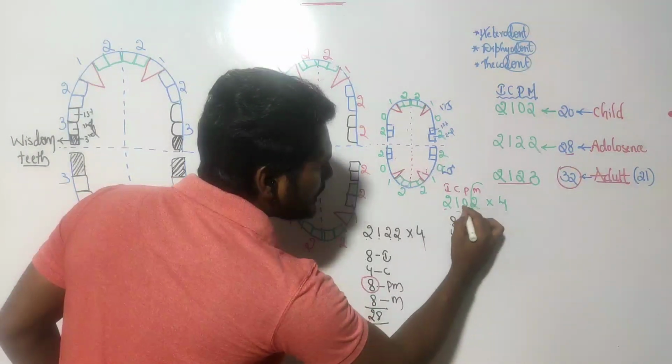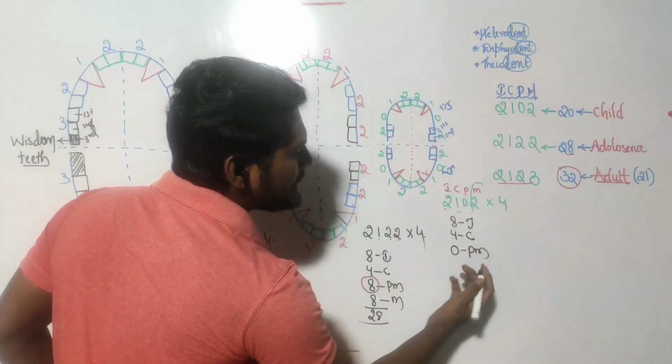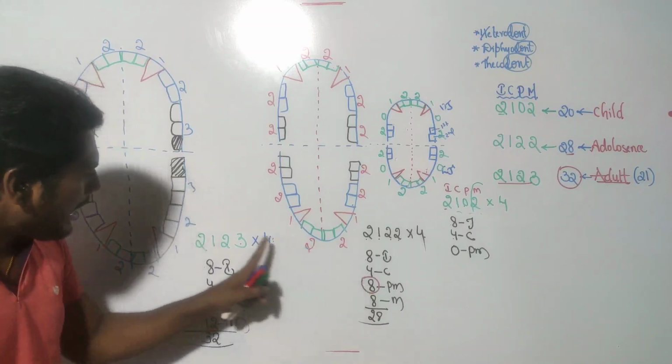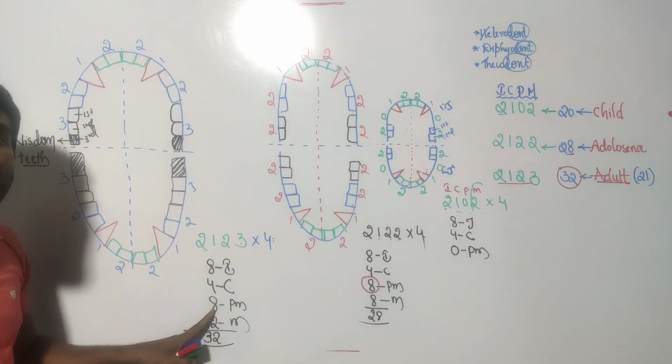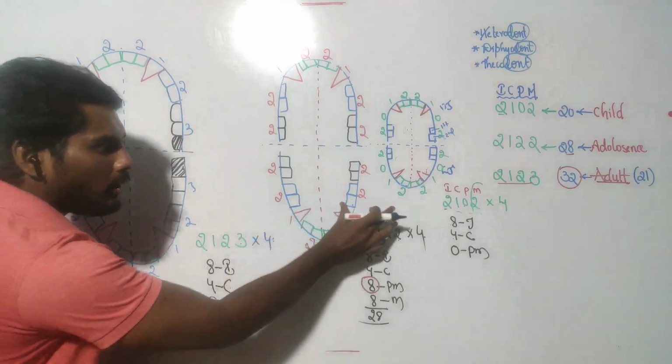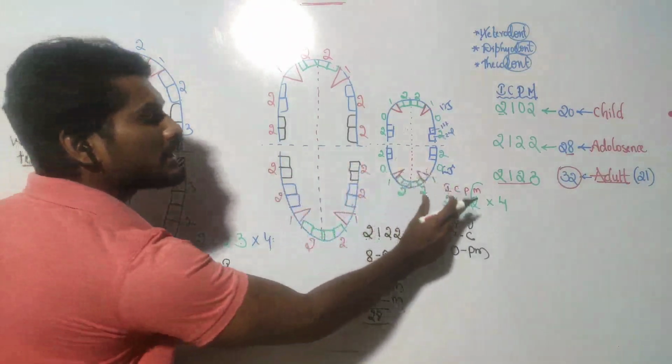The number of premolars in child is 0. The number of premolars in adolescence is 8. And the number of premolars in adult is 8. So the premolars are the same in adolescence and adult, but they are absent in child.